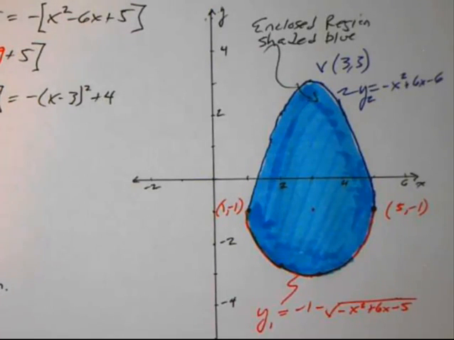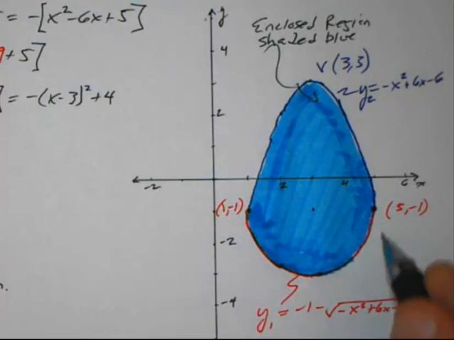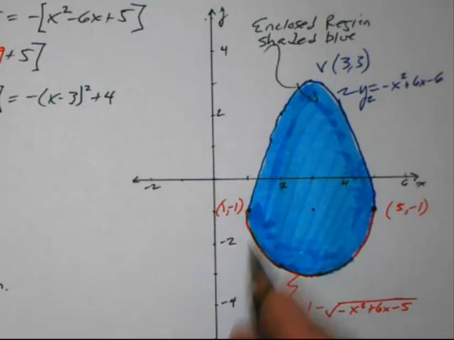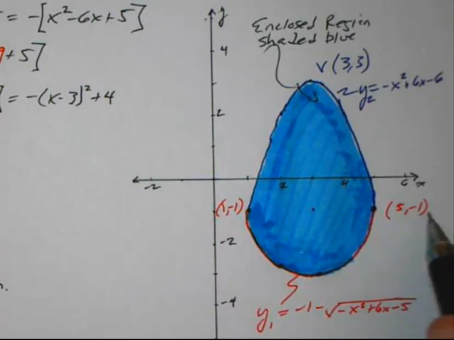Okay, so now we have, this is our enclosed region. Looks like we ran into the intersections of these curves just by simple graphing, so no problems there. It's at 1, negative 1 and 5, negative 1.